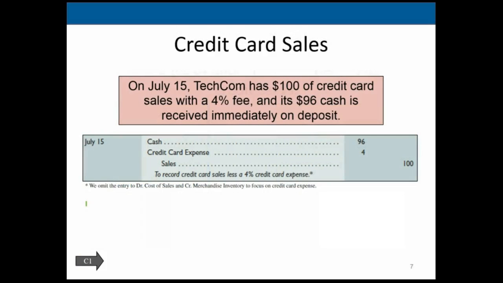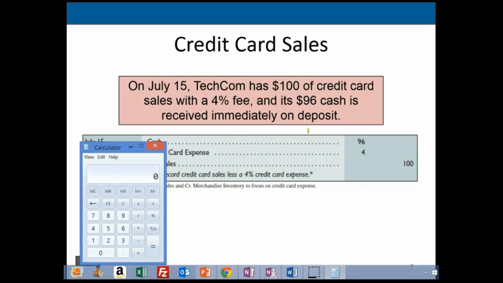Now, if we were to record the credit card sale, of course, the downside is that the credit card company charges us, say, a 4% fee in this case. So on July 15th, TechCom has $100 credit card sales with a 4% fee, and it's cash, and it's $96 cash received immediately on deposit. So what would the sale look like? We automatically get the cash, so we're getting cash of $96, and of course, that's the $96 after the 4%.